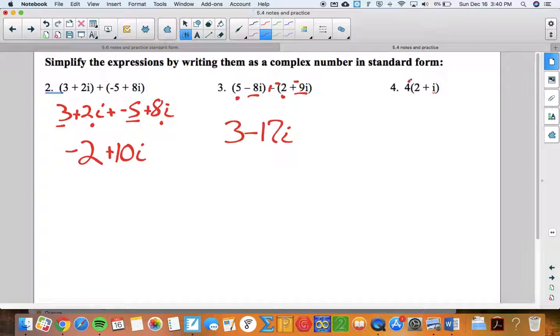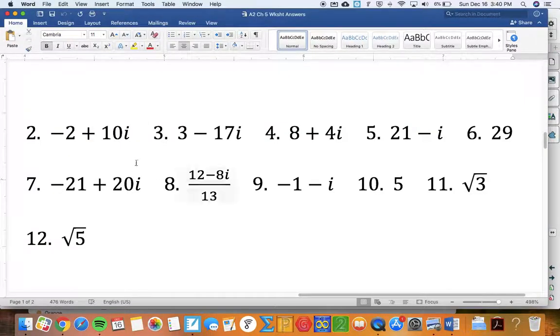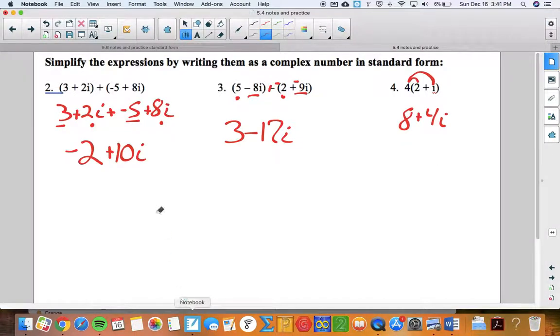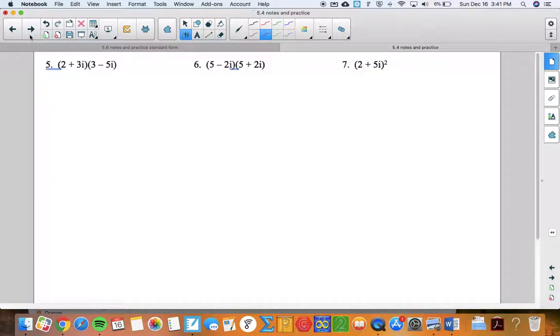Here I'm distributing, so now I'm multiplying 4 times everything here, so I get 8 plus 4i. How did 2, 3, and 4 look? I think that was right. Let's try the next couple. There's an answer key. Oh yeah, fancy, huh?